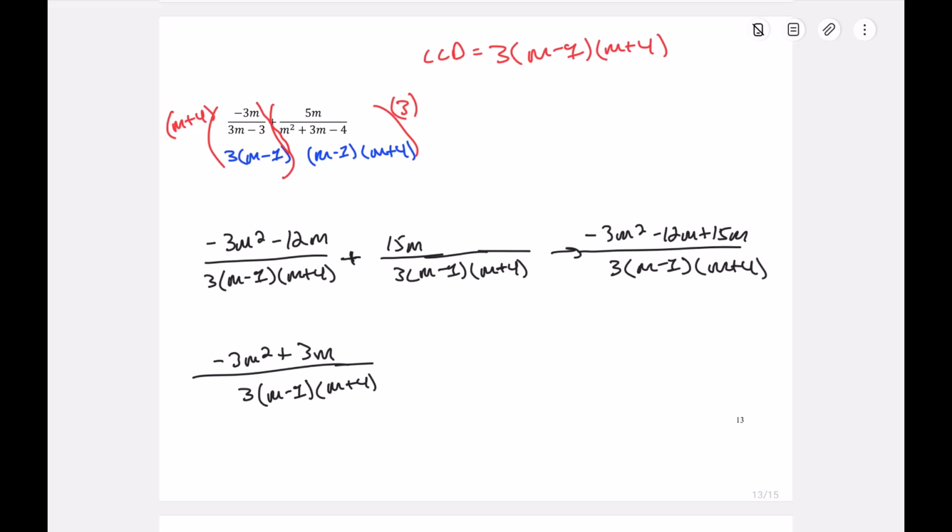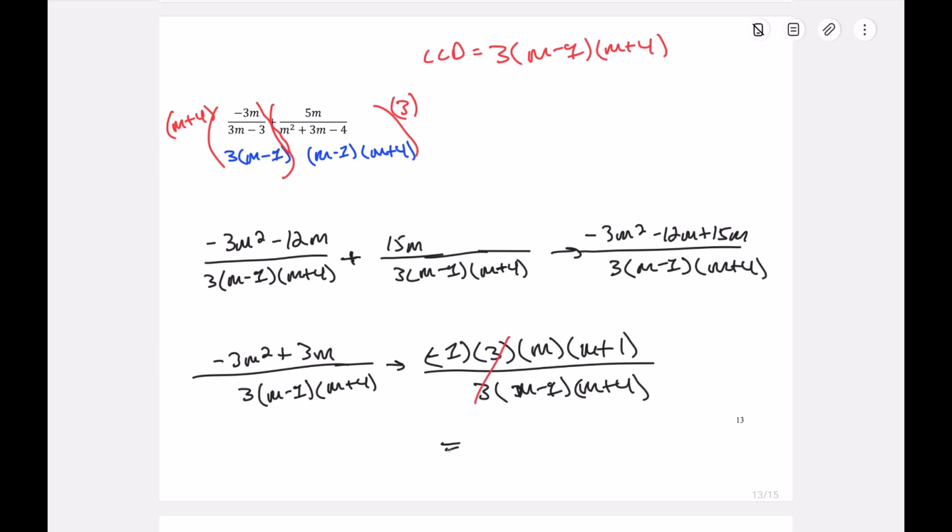And if we look at factoring for the top, we would get a negative 1, 3, m, and an m plus 1 all over our LCD. We can see that our 3's will cancel, and we can see that our answer would be negative m squared plus m all over m minus 1, m plus 4.